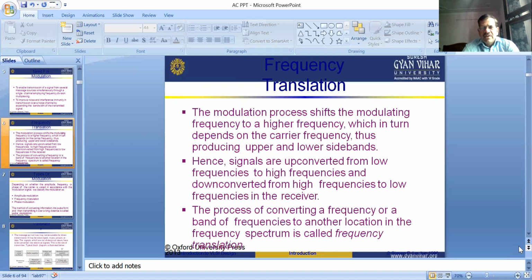Carrier frequency is the higher frequency signal, and the modulating frequency signal is the lower frequency signal. So the modulating frequency signal depends on the carrier frequency signal, thus producing upper and lower sideband. And at the output, or at the demodulating end, the frequency is divided in two parts, upper side band and lower side band.